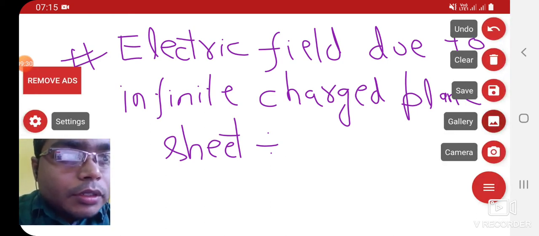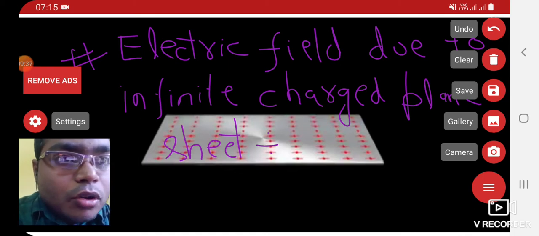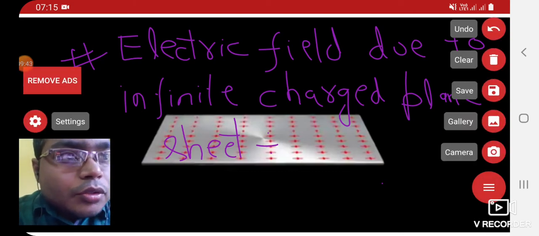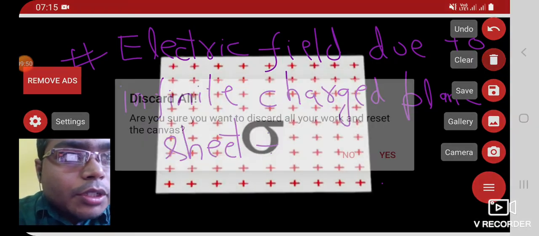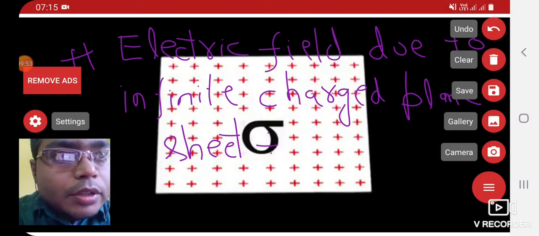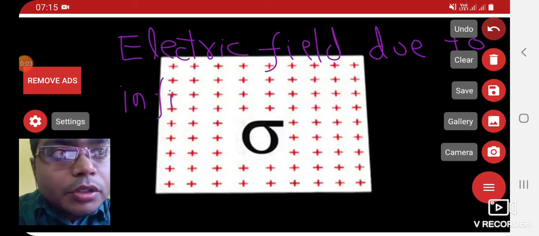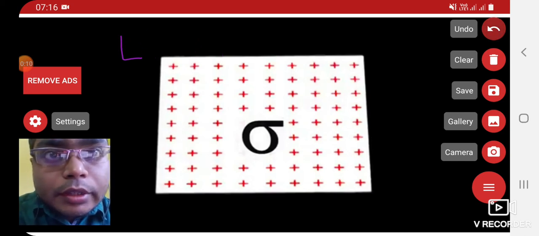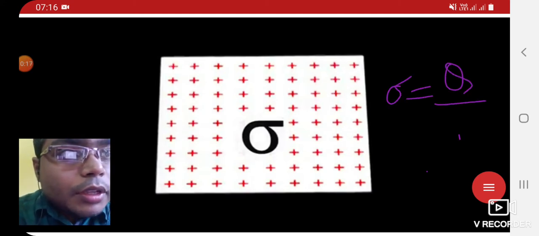So what charge distribution will we be using on the sheet? Here you can see that this is the sheet in which all the charges are distributed uniformly. The red color dots represent the charge distribution. Since there are only two dimensions, length and breadth, we can consider the charge density to be sigma, right? So what was sigma? Sigma was the charge per unit area. Here you can see in the picture that the charges are distributed uniformly over the area, so we can consider the charge density to be sigma.